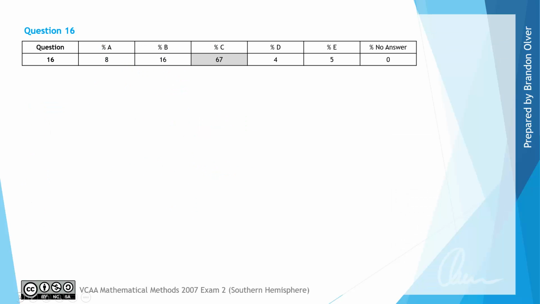From the examiner's report we can see that this question was done moderately well, with about 2/3 of students getting this question correct. A number of students who picked B would have forgotten to multiply the f of x function by x and just would have calculated the integral from 0 to 2 of f of x dx, which gives 1 as the area under the curve. So that's the mistake that the student selecting B would have made.